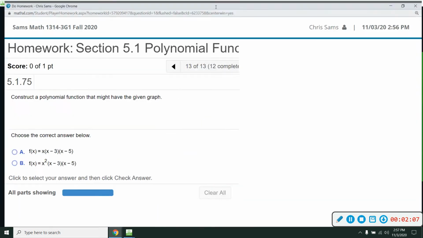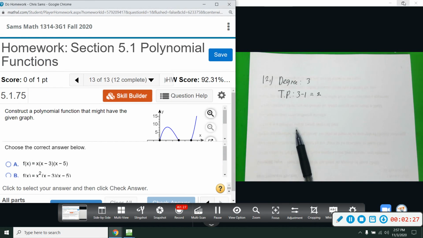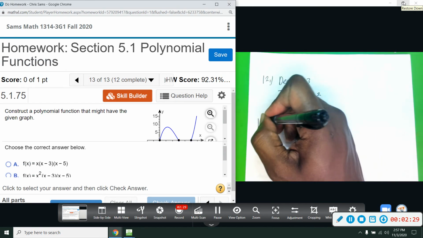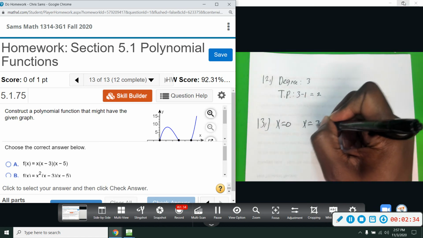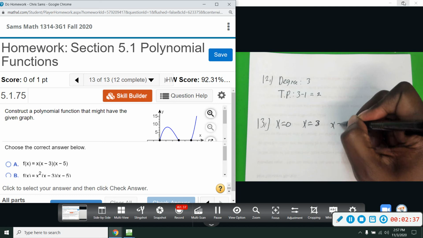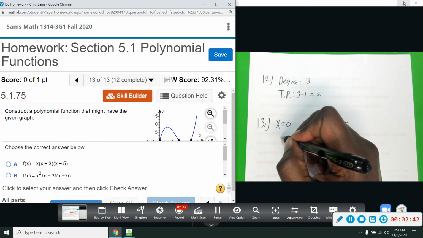All right, number 13. Construct a polynomial function that might have the given graph. All right, so it looks like 3 zeros, so we need at least a third degree. The zeros are x, 3, and 5. Or 0, 3, and 5. So for number 13, my zeros, x equals 0, x equals 3, and x equals 5.